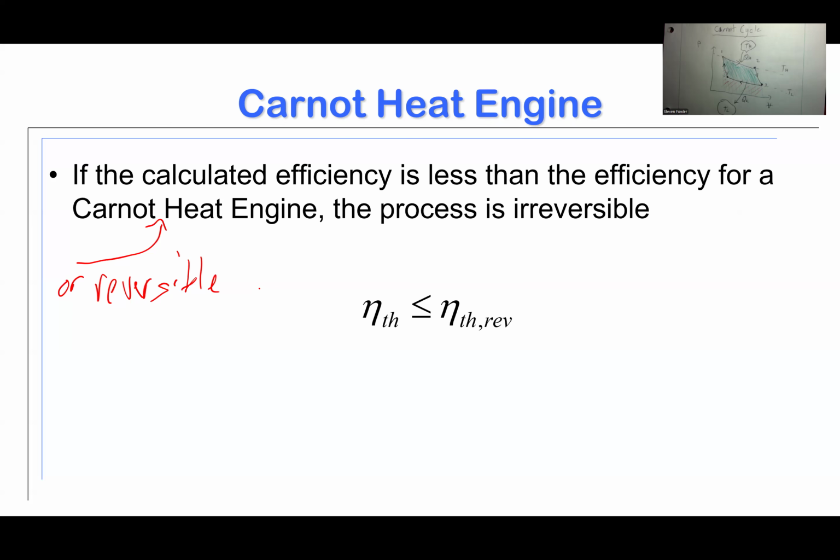Perfectly normal device. This is what we expect. In fact, if we get an efficiency that is greater than the reversible limit, that means it is a perpetual motion machine. It means it doesn't exist.